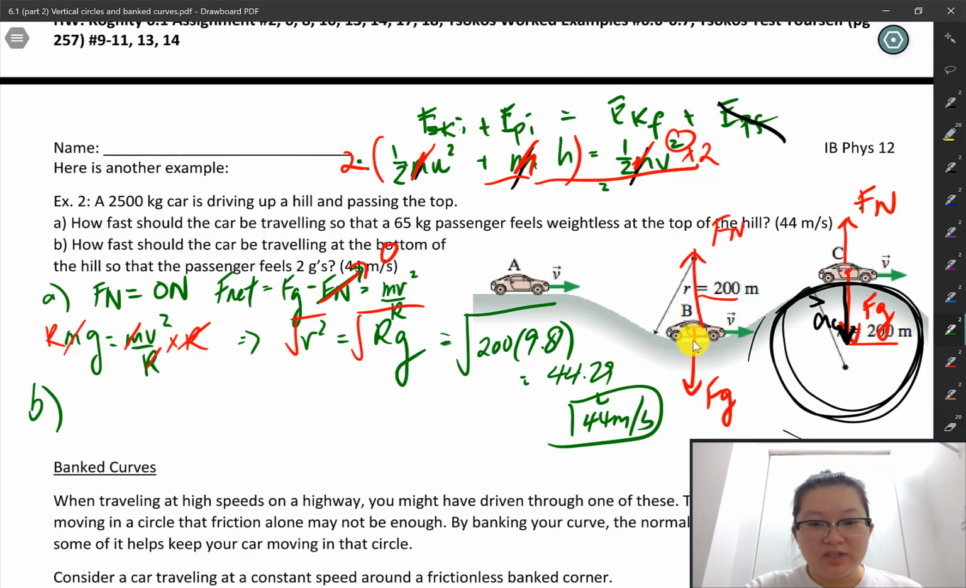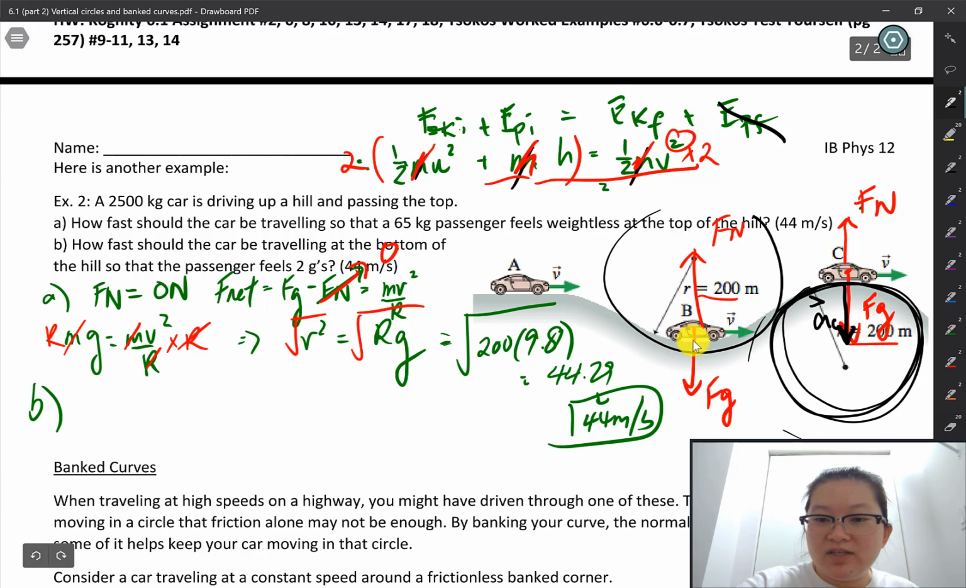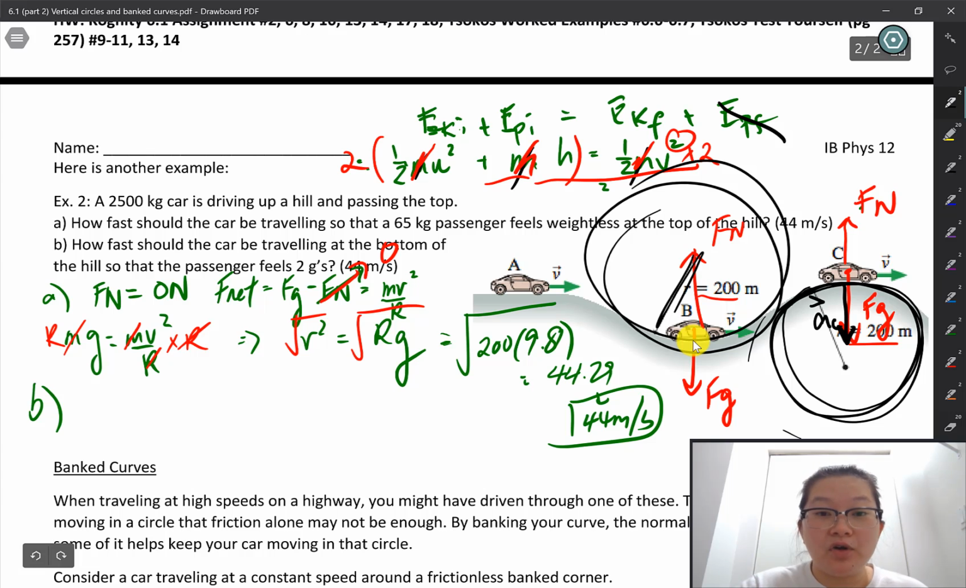So for 2 Gs, how would we solve this problem? How would it look on paper? First of all, we have to draw the free body diagram and identify which circle we're talking about. So here we have a car at the bottom of the hill, and this is the circle. The problem even traced out the radius for you, so you can figure out the circle yourself.